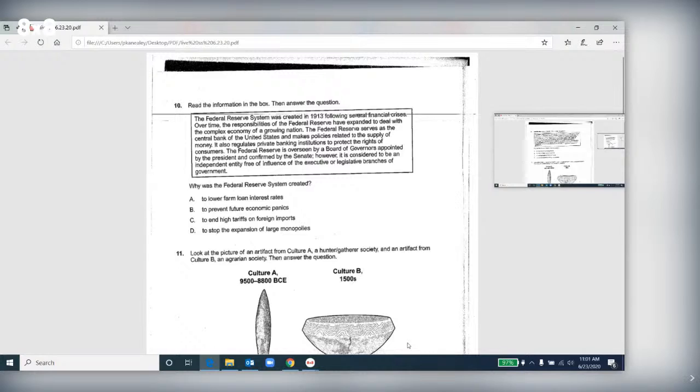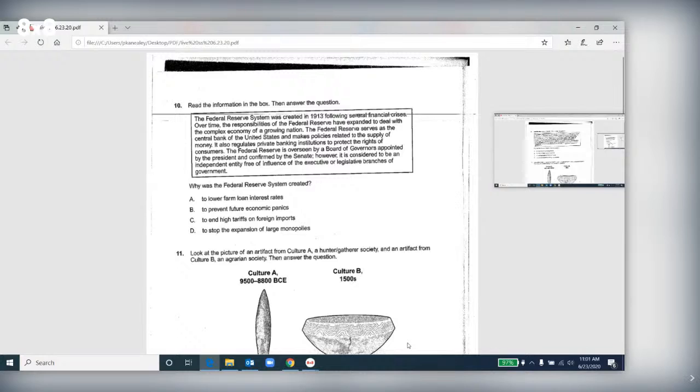Okay, so just by process of elimination, we've crossed off A, C, and D. Just by reading that paragraph, we know that farm loan interest isn't in there. Foreign imports, it doesn't talk about that. And it really doesn't talk about the expansion of monopolies. So the only one that's left is B. So B would be the correct answer. Okay.